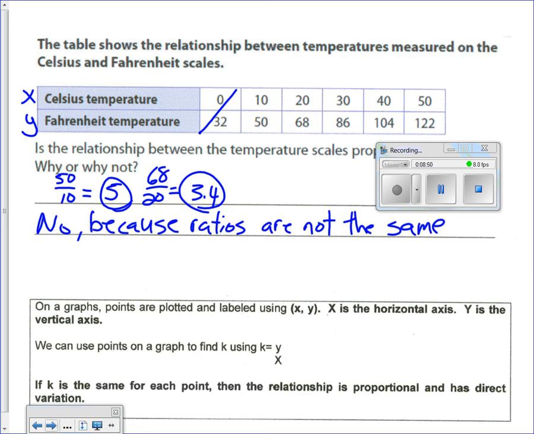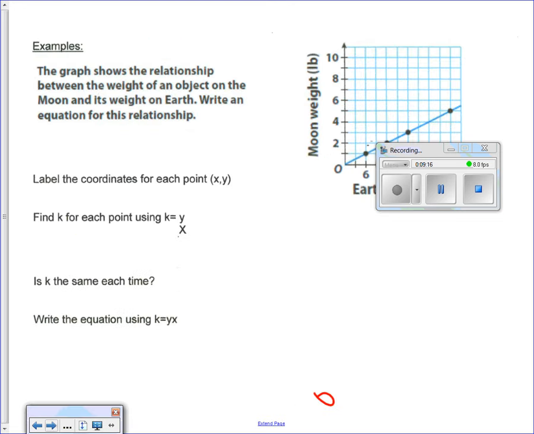Okay. And below it says on a graph, points are plotted and labeled using x and y. X is the horizontal axis. Y is the vertical axis. So horizontal is across, vertical is up and down. Use points on the graph to find k equals y over x. Okay. If k is the same for each point, the relationship is proportional. It has direct variation.